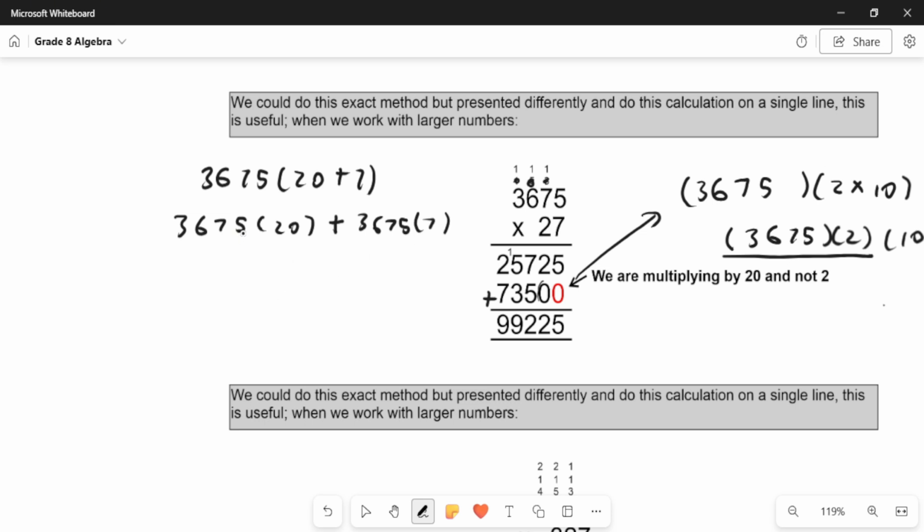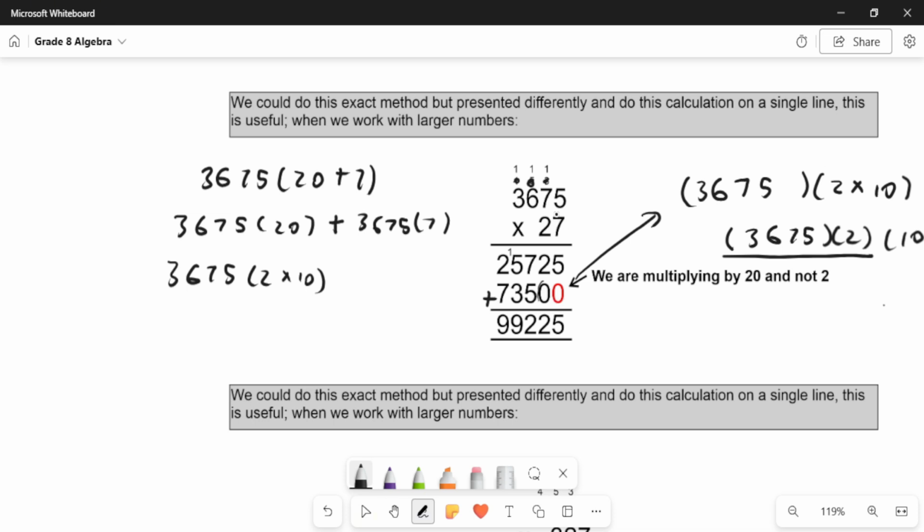Distributive law. And then if I do each part separately, see with this here, 3675 multiplied by 7 was the same as doing this here, the first line. Right? 3675 multiplied by 20, but what we did, we said 3675 multiplied by 2 multiplied by 10. And so what we did was we multiplied all these numbers here by 2, right? We got a certain result, which was 7,350, and then we took this 10 and multiplied it to that result. And so now we have 73,500.